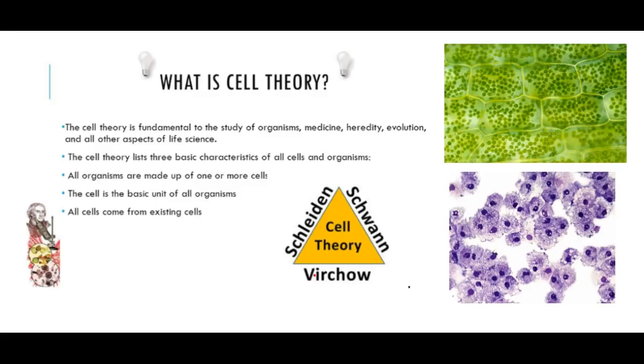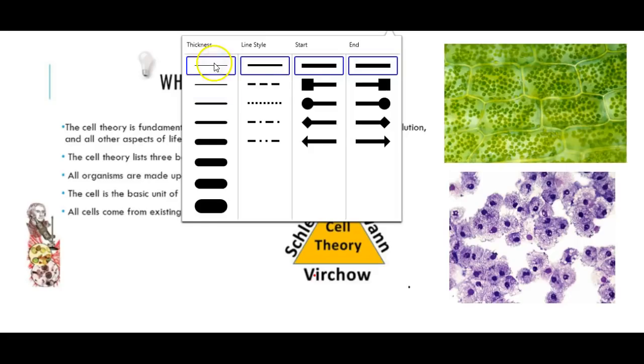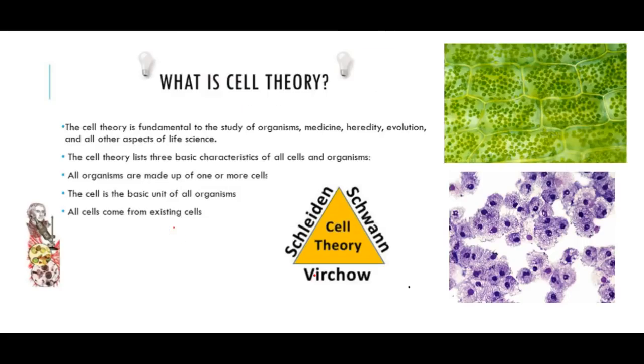So we're going to start with the cell theory. If you remember, the cell theory is one of those fundamental ideas to the discipline of biology. In fact, there are three components to the cell theory. One is that all living things are made of cells. Cells are the basic unit of life. All living things are made of cells, and all cells come from existing cells.